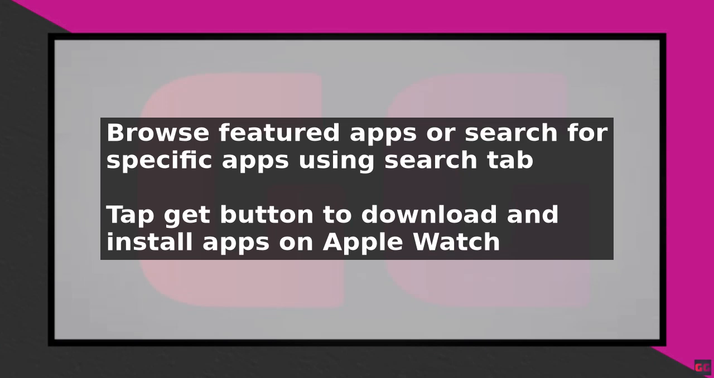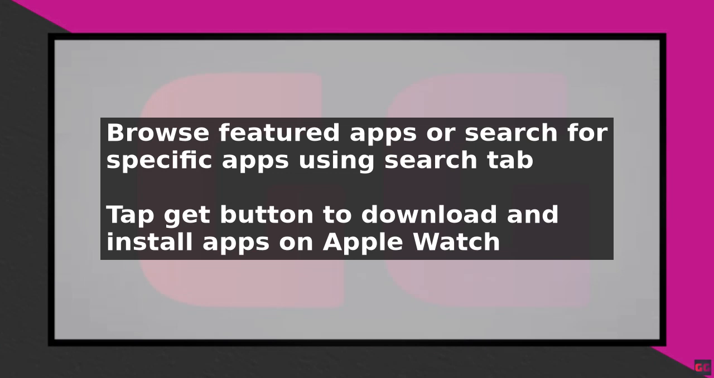If the app is free, you will see the Get button. If it is paid, you will see the price. Enter your Apple ID password or use Touch ID or Face ID to authenticate the download. The app will then be downloaded and installed on your Apple Watch.